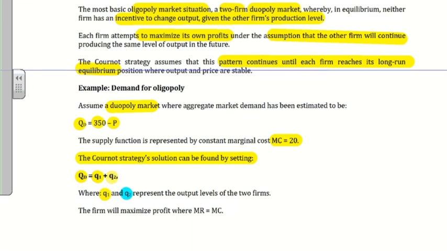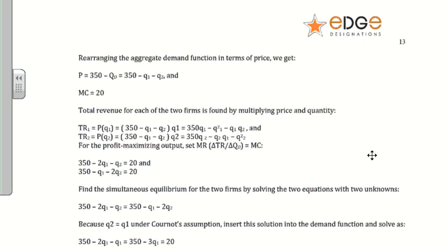Where am I going to maximize my profits? Where marginal revenue equals marginal cost. If we rearrange that equation somewhat, we get price equals 350 less quantity demanded, which equals 350 less both quantities, because remember we're talking about the quantity of the overall market. Again, marginal cost is equal to 20. Total revenue, I can just multiply price and quantity.